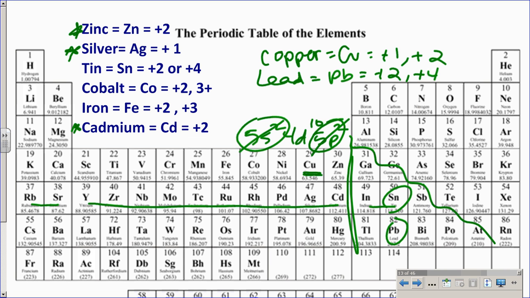Yeah. What determines whether it's +2 or +3? It depends on what other compound is around to take the electrons. If it can take 2 electrons, it will. If it can take 3 electrons, it will. It just depends on what it's bonding with. So let's talk about the bonding part.